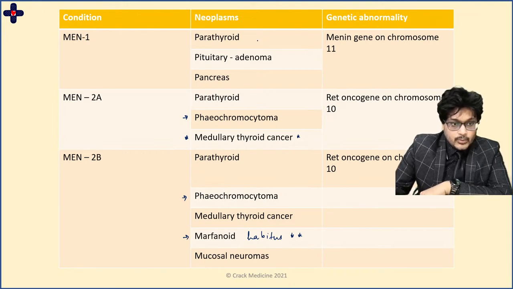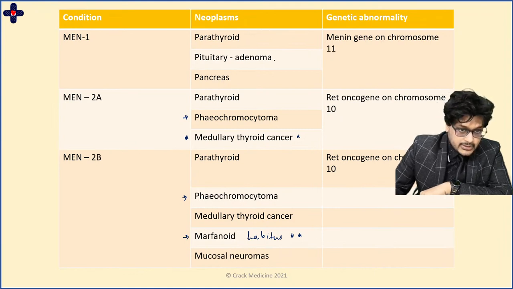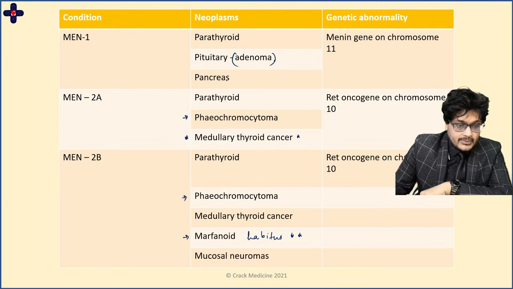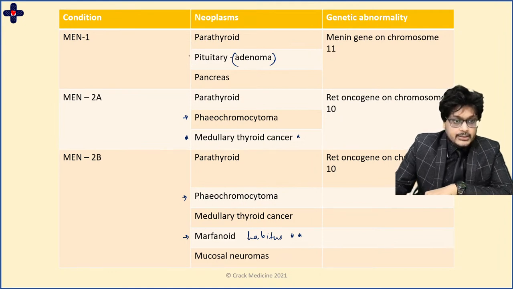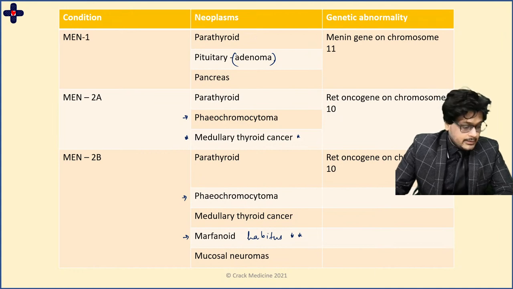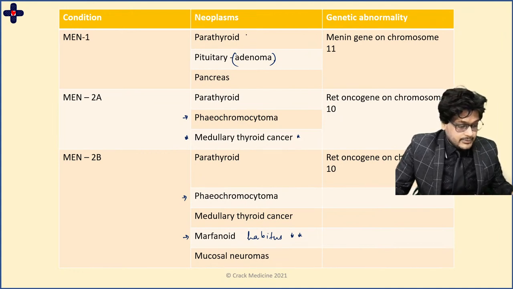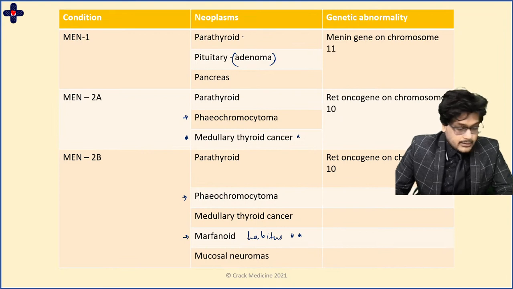Coming back to MEN1, you have three types of neoplasm: parathyroid, pituitary, and pancreas. Mostly it will be an adenoma, and you can also have a pancreatic islet cell tumor, but this is not usually mentioned in the question because it appears quite later in the patients. That's why you will not find much mention of the pancreatic tumors, but definitely pituitary adenoma and primary hyperparathyroidism features will be there, like we just saw: renal stones, higher corrected calcium levels, confusion, myopathy, stiff joints, and all those features.